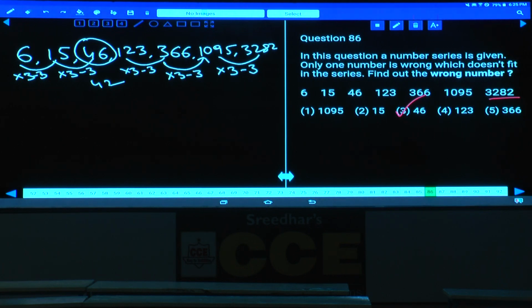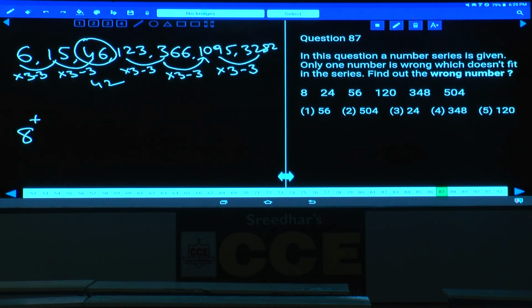Then question number 87. Now in this 87, 8, 24, 56, 120, 348, and next one 504. Then 8 and 24, tell me what is the difference here? 8 plus 16 is 24, and 24 and 56, 24 plus 32 is 56, isn't it? And 56 and 120, what is the difference? That will be 64. Then could we find the relation or not?